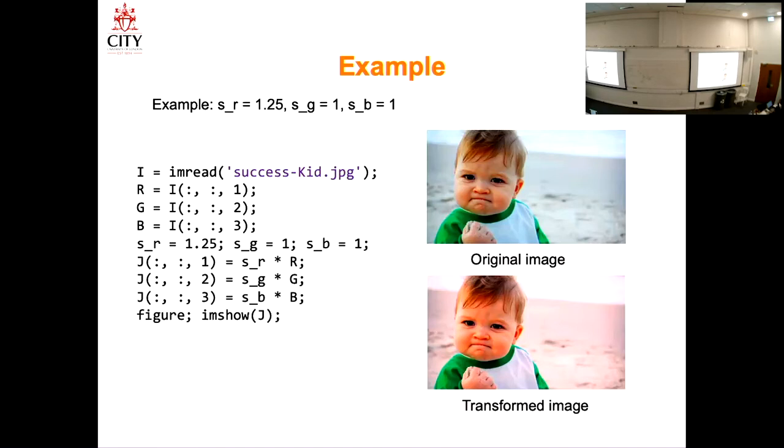Anyway, so we call it Success Kid, and so you have RGB channels. R is all X and Y, first channel. G is all X and Y, green channel, and then blue channel. So what I'm doing here is I'm multiplying the R channel by 1.25 and leaving these as 1, doing nothing, and then showing it. So now I made the image look more red. So I increased the red in the image, right?